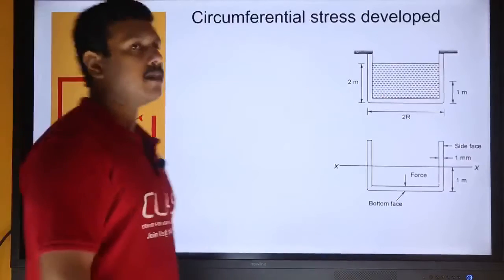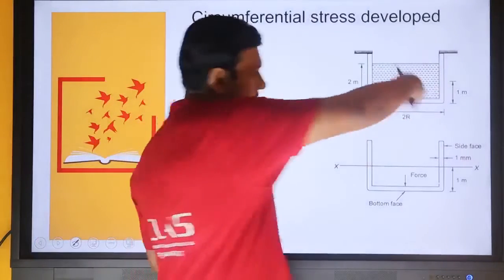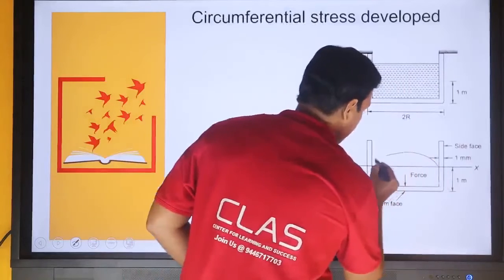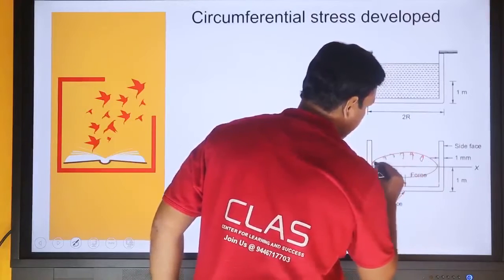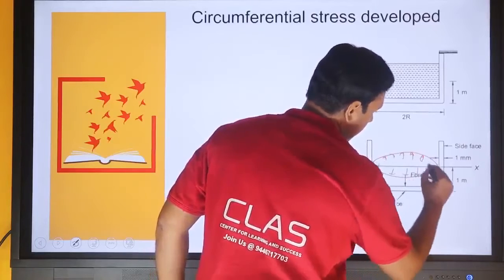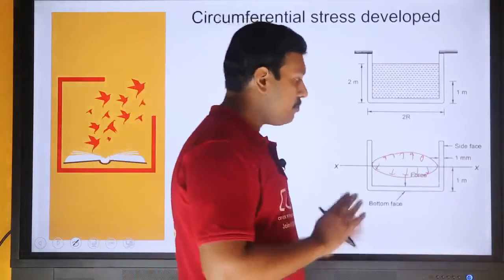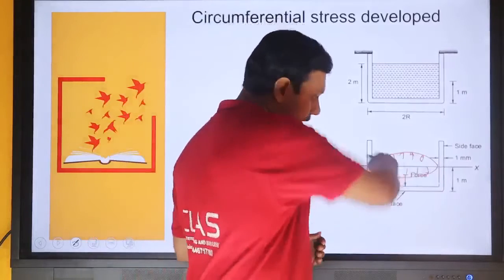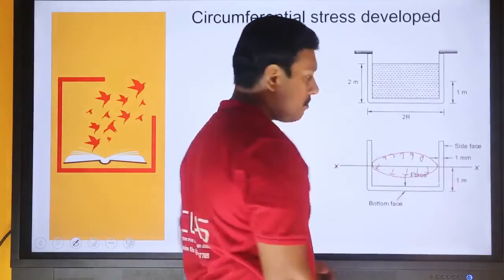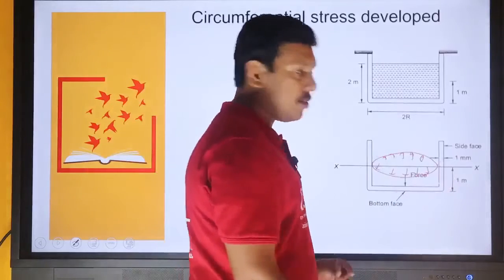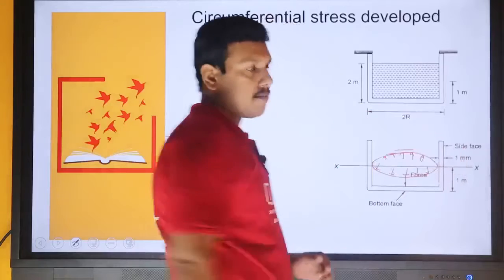Then second part, we need to find out circumferential stress. Circumferential stresses are developed to resist the force due to pressure acting at this curved surface. This is the curved surface, and this is the pressure acting. The direction of circumferential stress is along the circumference, and the circumferential stresses are developed to resist the force due to pressure acting at this circumference. Here the water pressure acting at the circumference is different, but we need to find out the circumferential stress at the midpoint. So we need to find out the pressure acting at the midsection.